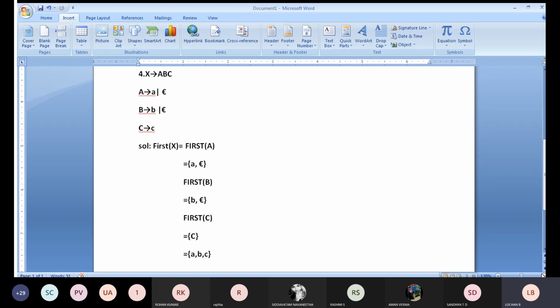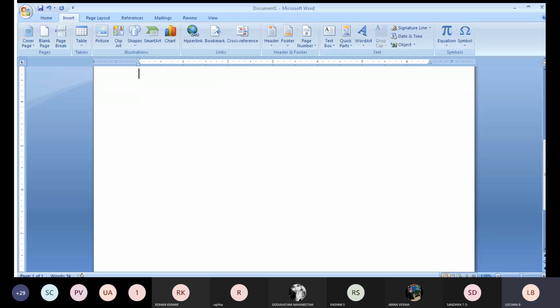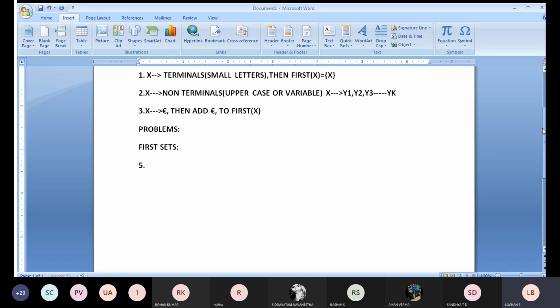If you have completed, just inform me. We will move to the next problem. Sir, completed, sir. Okay, we'll move to the next problem. So other possible combinations, what they can give, we will see. So that is X implies, X implies, what they can give.